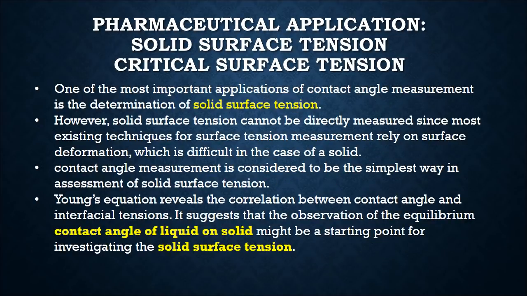One of the most important applications of contact angle measurement in pharmaceutics is the determination of solid surface tension. However, solid surface tension cannot be directly measured, since most existing techniques of surface tension measurement rely on surface deformation, which is difficult in the case of a solid. So contact angle measurement is considered the simplest way to assess solid surface tension. The Young equation reveals the correlation between contact angle and interfacial tension, and it suggests that observation of the equilibrium contact angle of a liquid on a solid might be a starting point for solid surface tension in pharmaceutics.